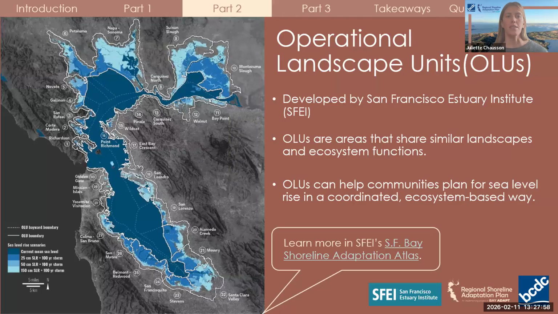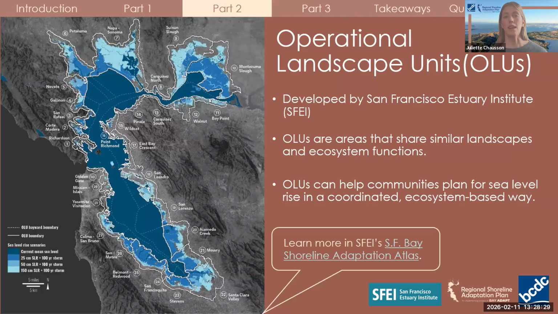Okay, so let's take a quick sidebar and talk about OLUs. OLUs, or Operational Landscape Units, are essentially areas with specific ecosystem functions and services, and they can be defined by natural features such as tides, waves, and sediment movement. The boundaries of OLUs around the bay were developed by the San Francisco Estuary Institute. Because each OLU shares landscape features and ecosystem functions, that makes it a natural unit for management.